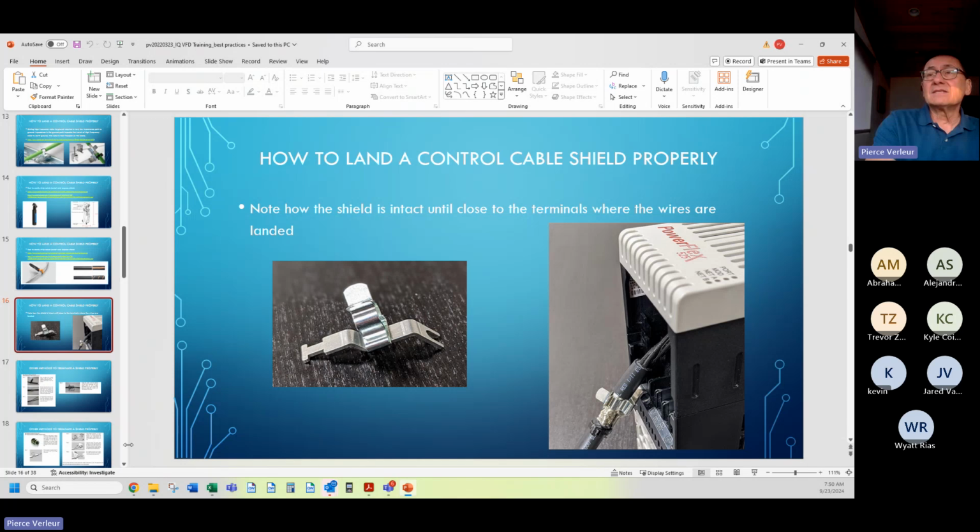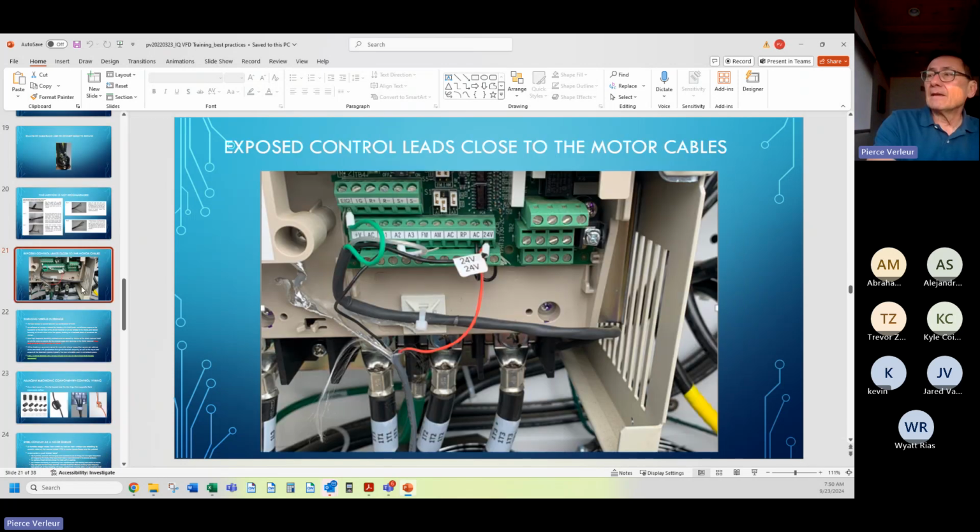So that when we go back to this example here, these would still be shielded, because I'd be shielded right up to here. It makes a big difference in the amount of noise. You want to know how much of a difference? Put a scope on these two leads and try different methods of wiring. I've done that. There's a big difference.